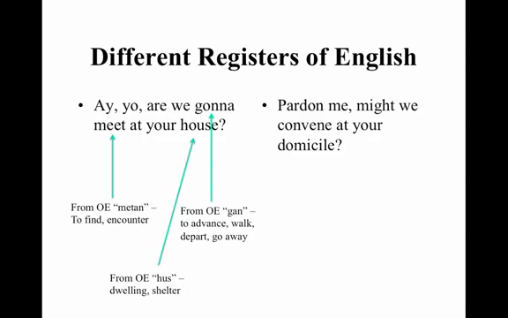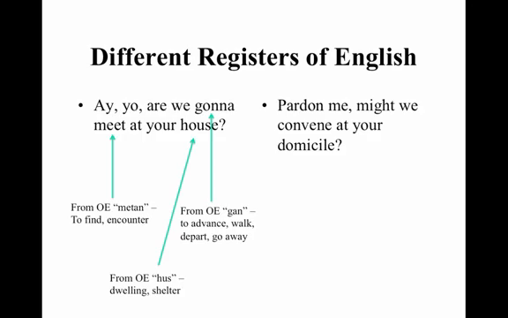If you look at the words in the first sentence, meet comes from Old English metan, which is to find or to encounter. House comes from Old English hus, which is a dwelling or a shelter, and it's obviously related to the German Haus. And gonna, or going, comes from Old English gan, which means to advance or to walk or depart, go away. So the informal version of English has those roots in Anglo-Saxon words. Are we going to meet at your house?